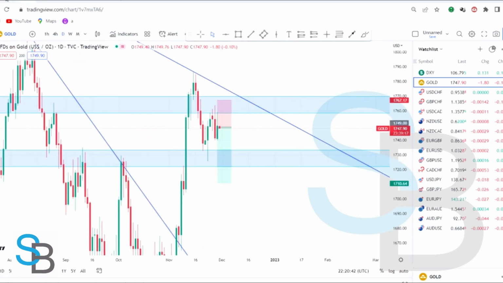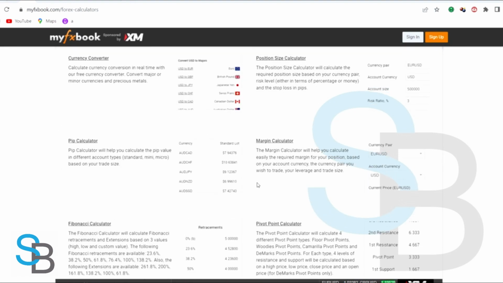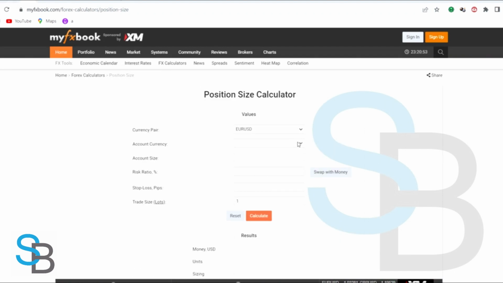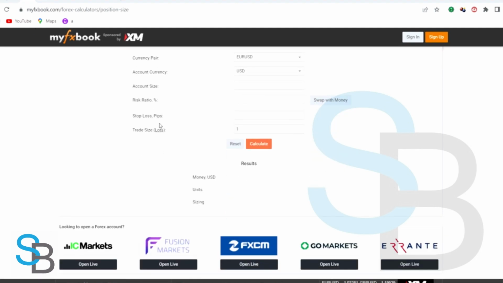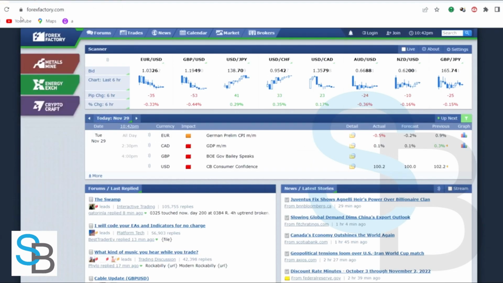So I'm going to go to my currency or my forex calculator. Okay, my position size calculator. Remember this forex calculator, right? So I'm just going to go to my forex calculator, and maybe before I enter, let me just check the news. Let me refresh.